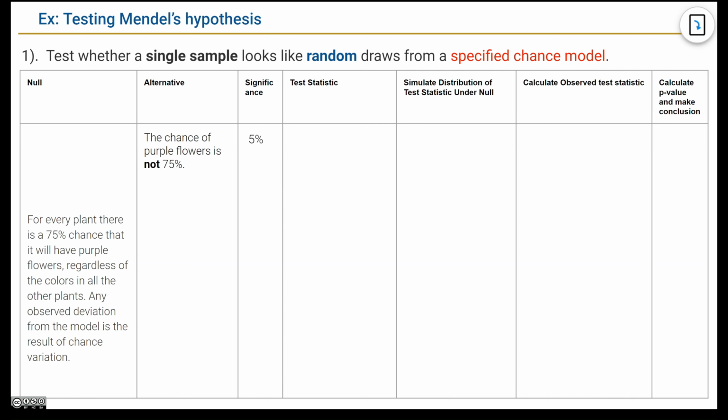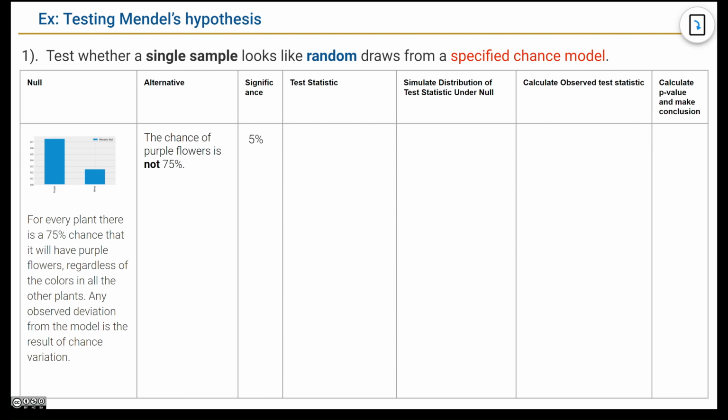All right, so now notice, here's what our setup looks like. Again, I have a Bernoulli distribution in the sense of I'm taking random samples from this Bernoulli distribution where there's a 75% chance of having a purple flower. The alternative, we're not going to specify a direction. We're just going to say maybe this model's wrong. So the chance of purple flowers is not 75%. I'm not sure if it'll be lower or higher. We'll just leave it open to either direction. Let's just pick a significance level of 5%. Again, that's a common convention and seems reasonable for us in this case.